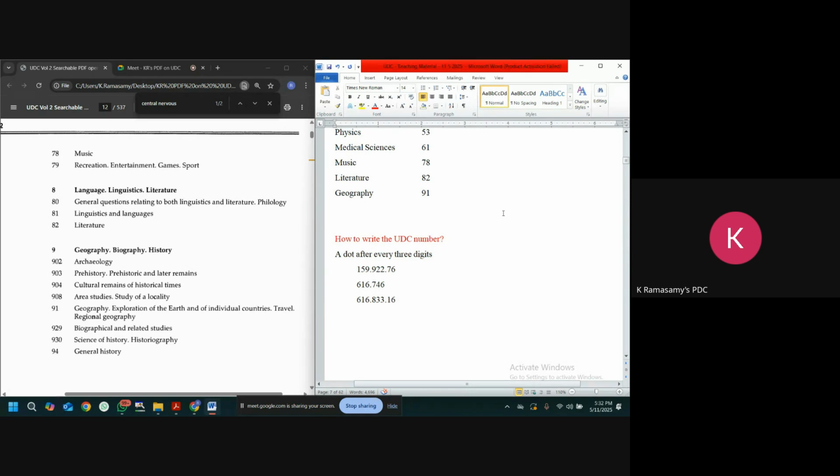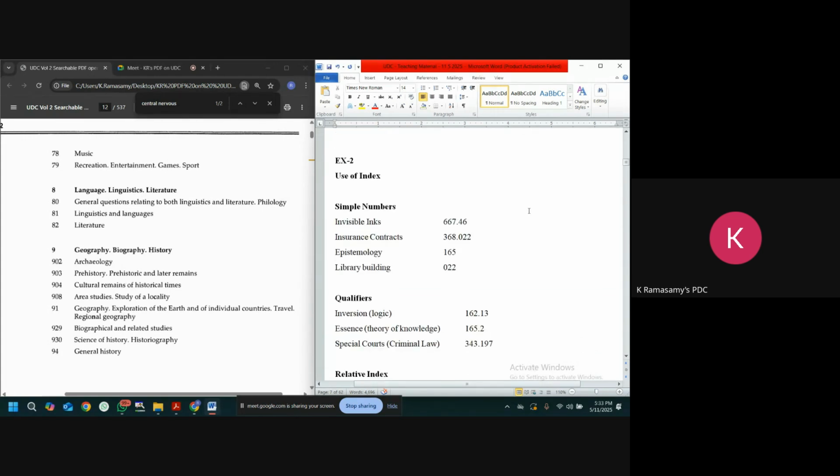After this number is written, you can go and add any common auxiliaries, any special auxiliaries. That's a different case. But the main UDC number should be written this particular way. At the end of the 3rd digit, 1 dot. At the end of the 6th digit, 1 dot. At the end of the 9th digit, 1 dot. The same way the process goes on. That is how you need to write the UDC number.